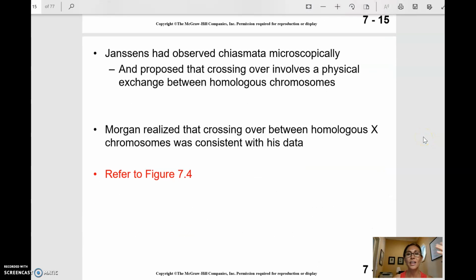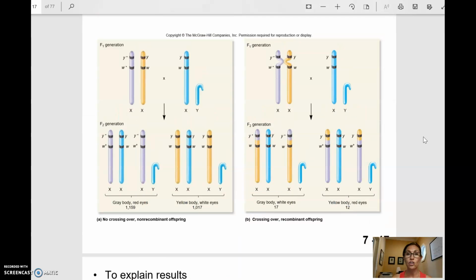And so what that led to was additional experimentation and observation, where groups of Morgan's students observed what was happening during meiosis, and they actually saw chiasmata, and they proposed at that point that's what's mixing these things up. And so crossing over between homologous chromosomes resulted in generating recombinants.